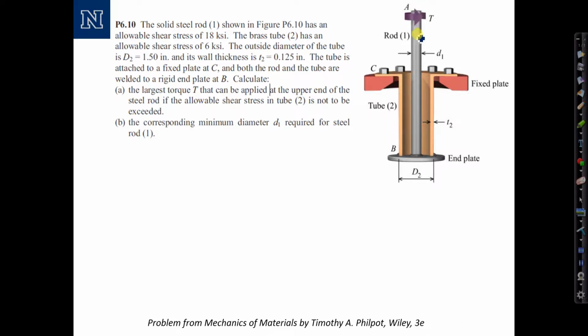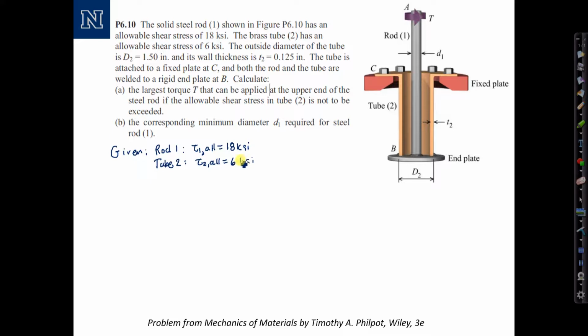The solid steel rod, that's rod 1 extending through the middle, has an allowable shear stress of 18 kSI. So given rod 1 has tau 1, allowable shear stress of 18 kSI. Okay. Second part of the statement, the brass tube 2 has an allowable shear stress of 6 kSI. I'll note that as tube 2, tau 2 allowable equals 6 kSI.